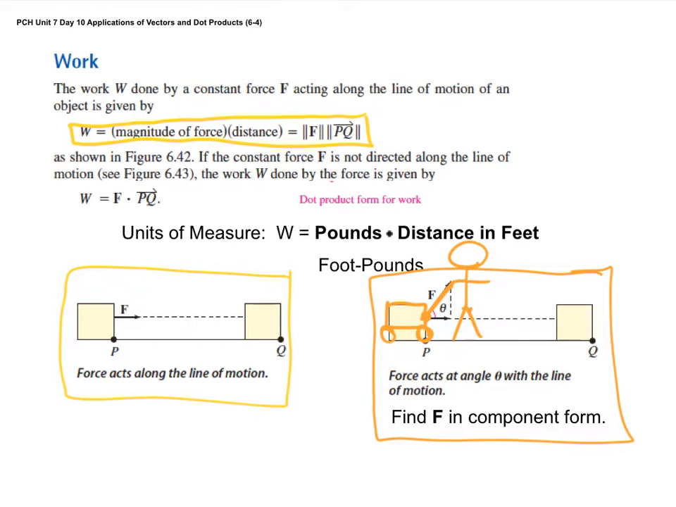So we need a different formula. We would either need to find that horizontal component and then multiply that by our displacement. But even that only works if your displacement is exactly horizontal or exactly vertical. If your displacement were on an angle and you're pulling at an angle, it gets a little more complicated. So that's why we have this formula up here. We have work equals the force vector dotted with our displacement vector.